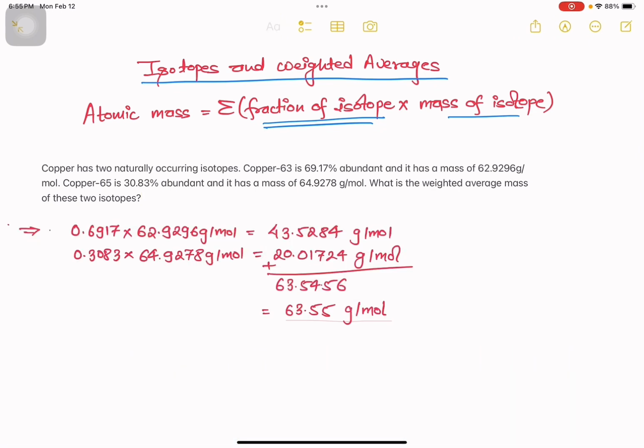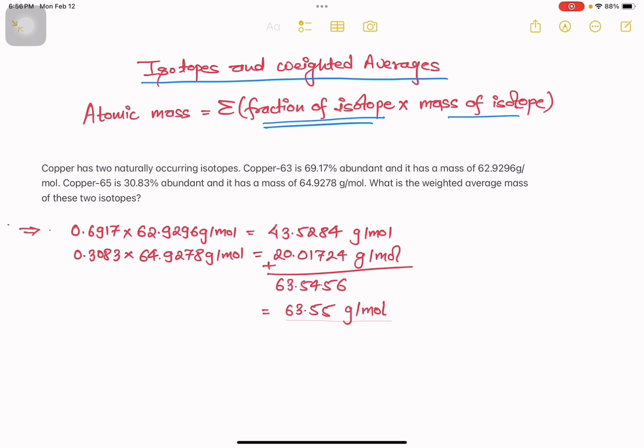One example is given. Copper has two naturally occurring isotopes. Copper-63 is 69.17% abundant. It has a mass of 62.9296 gram per mole. And another isotope, copper-65, is 30.83% abundant, and it has a mass of 64.9278 gram per mole. Now, what is the average mass of these two isotopes?